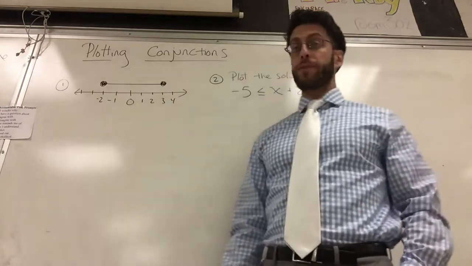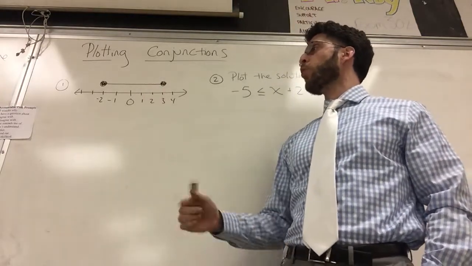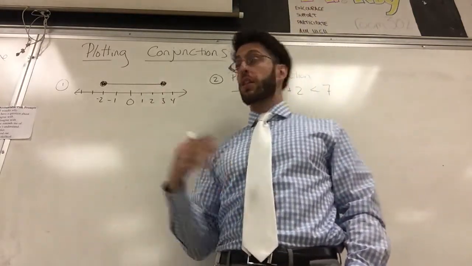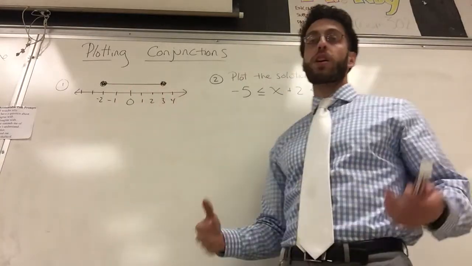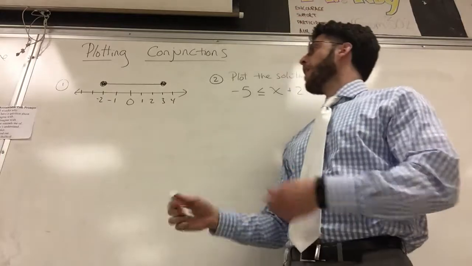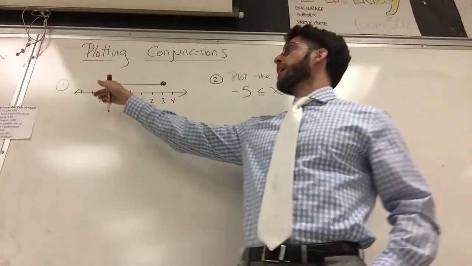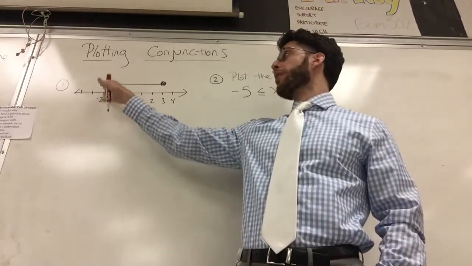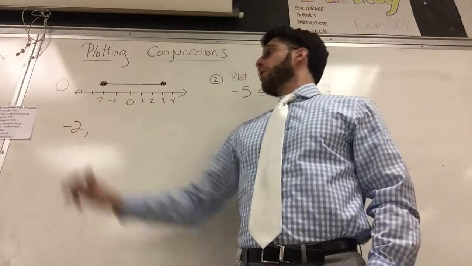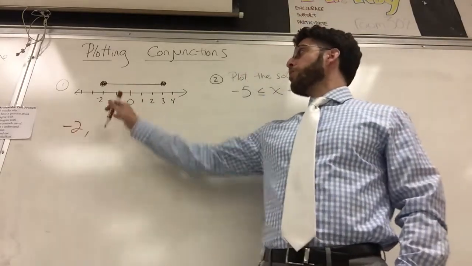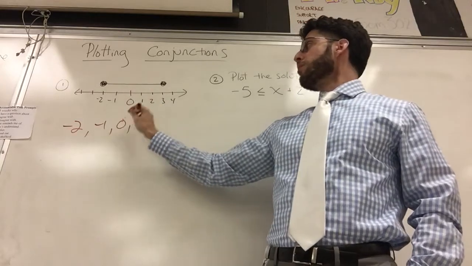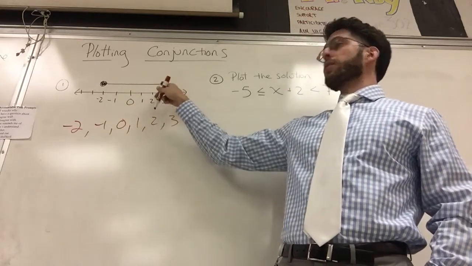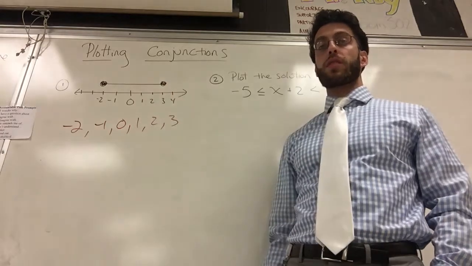Let me ask you a question. If you look at this graph, what integers do you think of? What integers is it representing? Integers meaning whole numbers, positive or negative. So let's see. I got a circle shaded in over the -2. So it represents -2. It also represents -1. It represents 0, 1, 2, and because it's shaded in over the 3, it also represents 3.